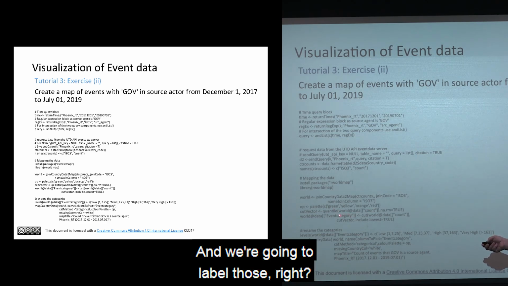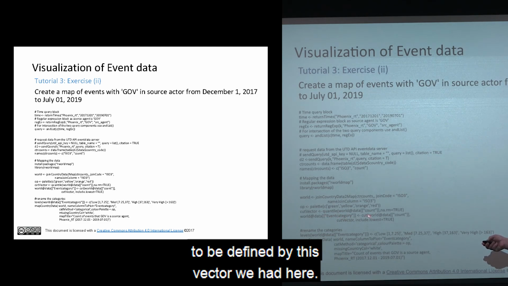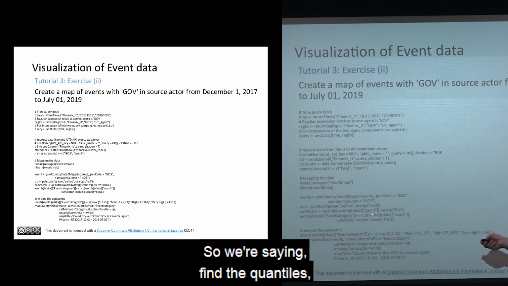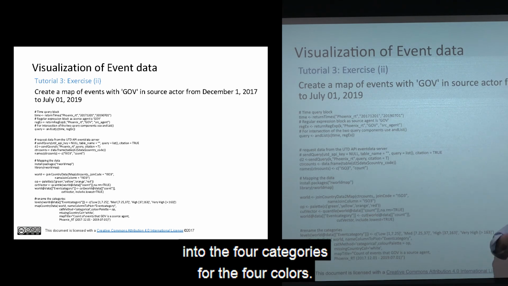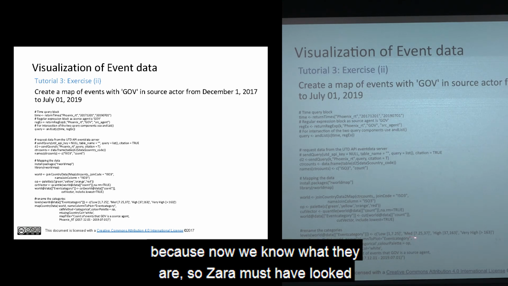We're going to label those into an event category list where the cuts are going to be defined by this vector we had here. Right? We're just passing those back into this cut function. So we're saying find the quantiles, then use the cut function to cut them into the 4 categories for the 4 colors. We're going to rename those because now we know what they are.